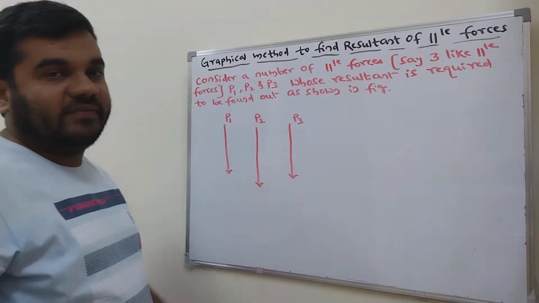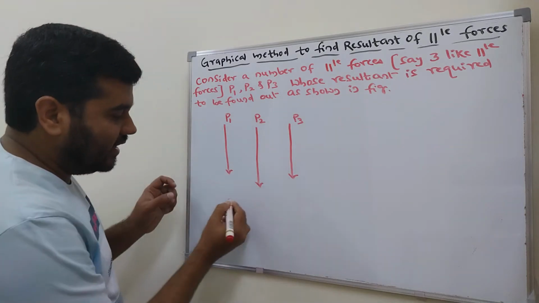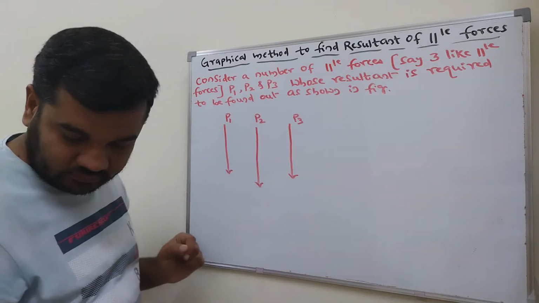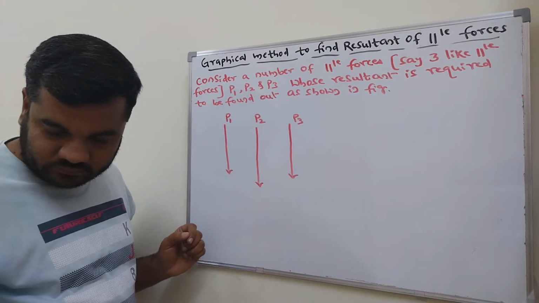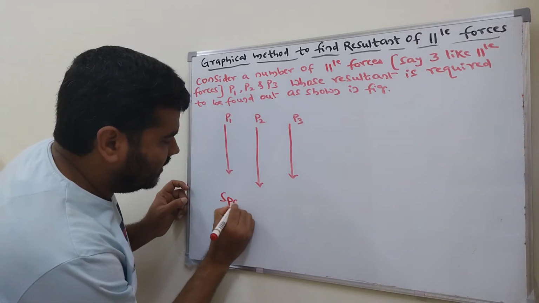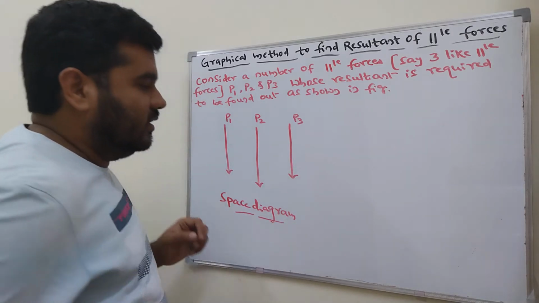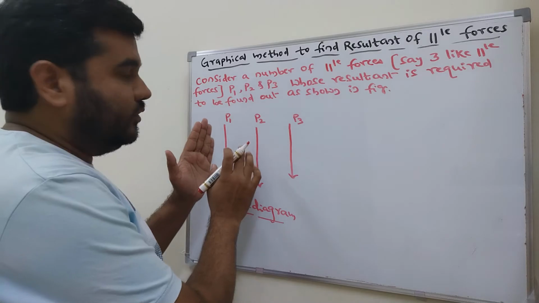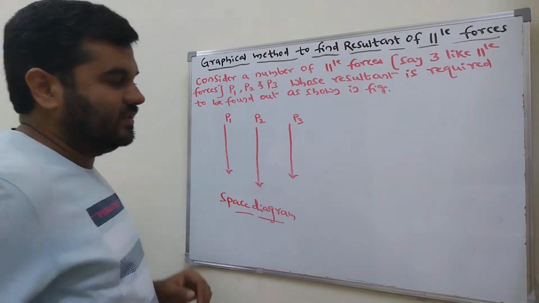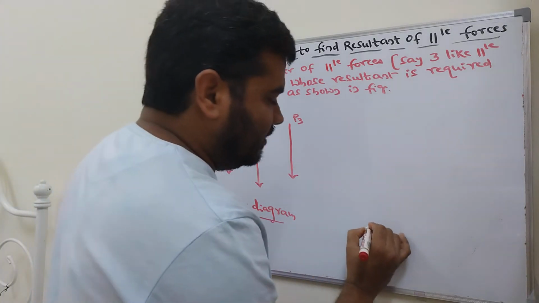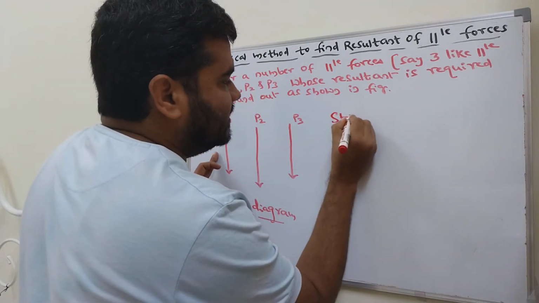Okay. Now use the graphical method. I will go step by step on how to find it. This is called the space diagram. First you need to use a scale and draw the positions of the parallel forces according to the scale. One more diagram will come here, the vector diagram.